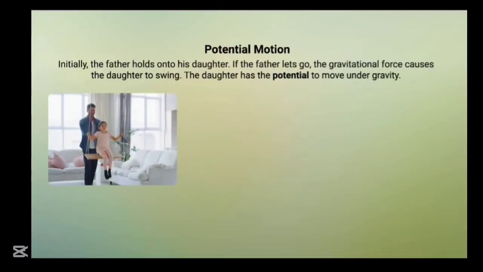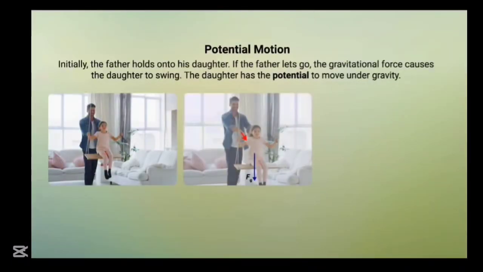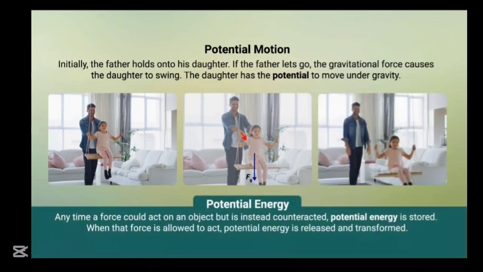Initially, the father holds onto his daughter. If the father lets go, the gravitational force causes the daughter to swing. The daughter has the potential to move under gravity. Any time a force could act on an object but is instead counteracted, potential energy is stored. When that force is allowed to act, potential energy is released and transformed.